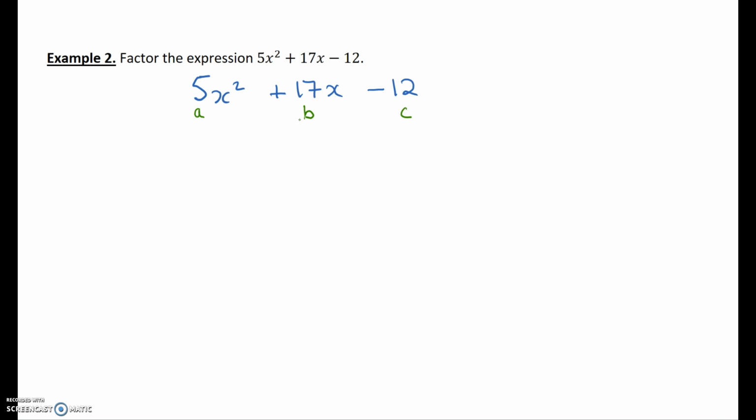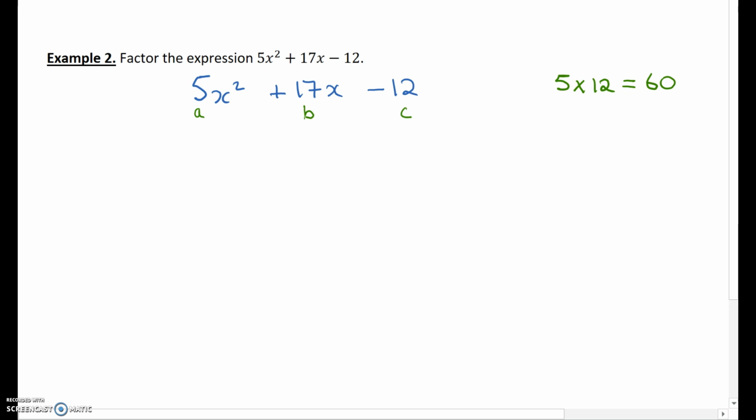The first thing that we should do is multiply the A by the C. In other words, the coefficient of x squared by the constant, the number that isn't attached to any letter. So we multiply those two together, 5 times 12. And just like in example 1, ignore the minus sign for right now. Just multiply the numbers. 5 by 12 is 60. So that's the first thing.